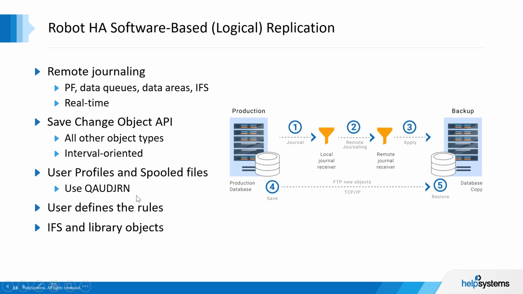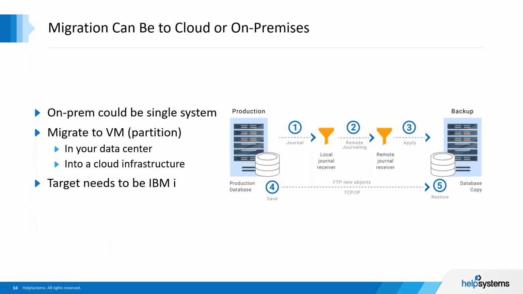It also helps you keep more in sync, right? Because you've been depending on those APIs and that save change object stuff for years when it comes to backing up to tape. So that's how we send new objects to the target system. We do read the audit journal on an interval basis for profiles and spool files if we need to, and that's up to you and what you're going to be doing from a replication process. So IFS and library objects are included in our solution, and that's how Robot HA works.